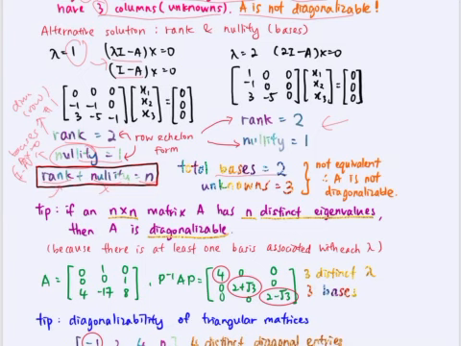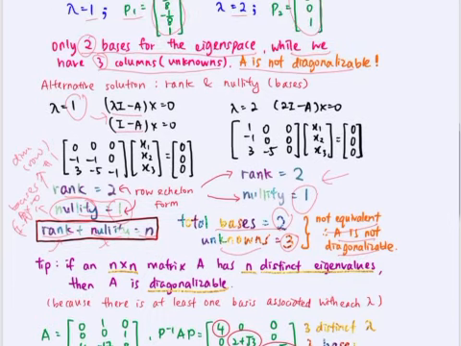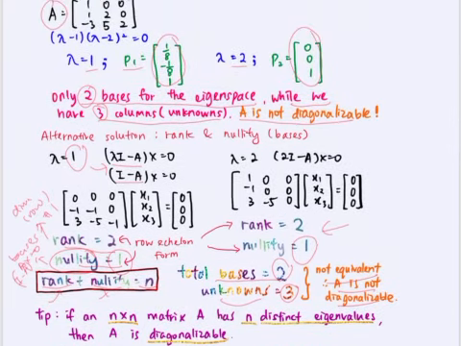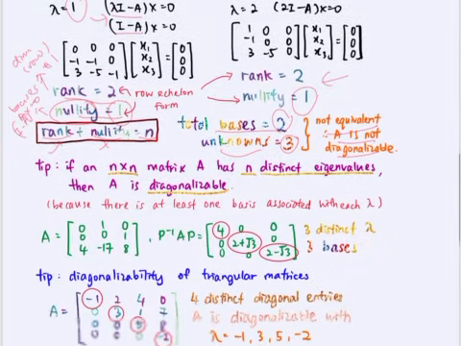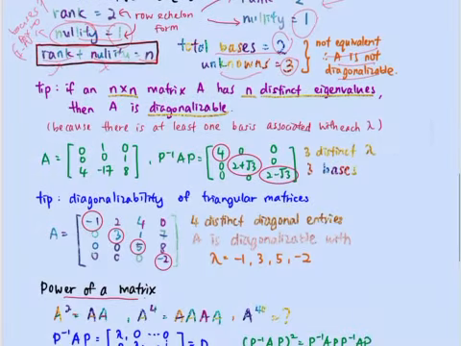So the total bases for the nullity is 1 and 1. So you have 2. And the unknowns is 3. So it is not equivalent and A is not diagonalizable. So in this case, you don't need to find out the eigenvalues and you don't need to find out the basis for the eigenvectors.